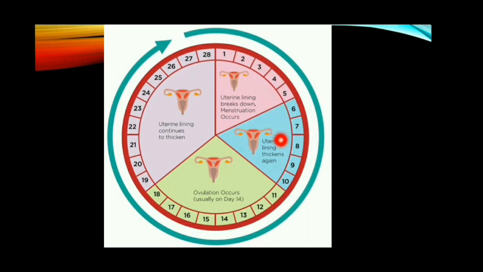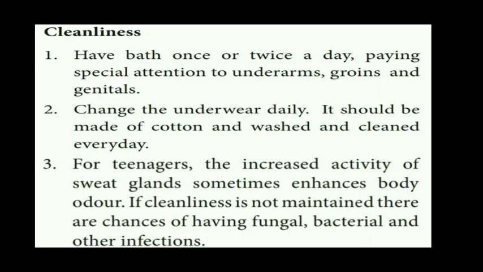The second phase occurs from the 6th to 10th day, in which the lining of the uterus thickens again. The third phase lasts from about the 11th to 18th day, in which the ovulation process occurs. That is the release of ova from the ovary into the fallopian tube. The last phase lasts from about the 15th to 28th day, in which the uterine wall continues to thicken. Next is reproductive health.